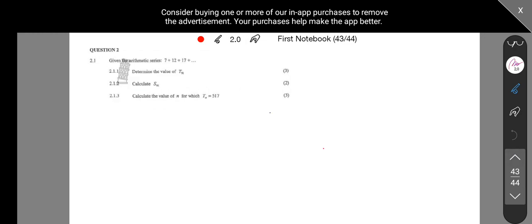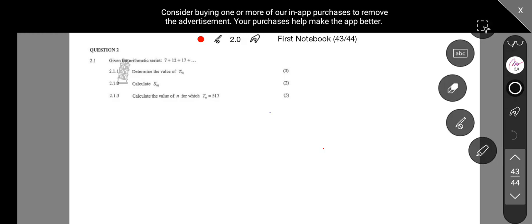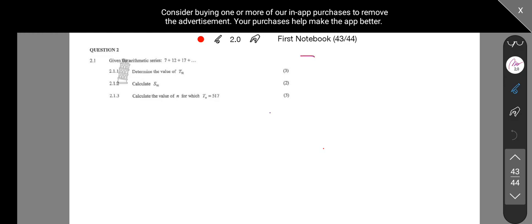So, we've been given the series 7 plus 12 plus 17 and they go further. So, 2.1.1 says, determine the value of T91. And that is for 3 marks. So there is the series that is given, that we have 7 plus 12 plus 17. So here what we're going to do, we are given the sum, but they want the term number 91.